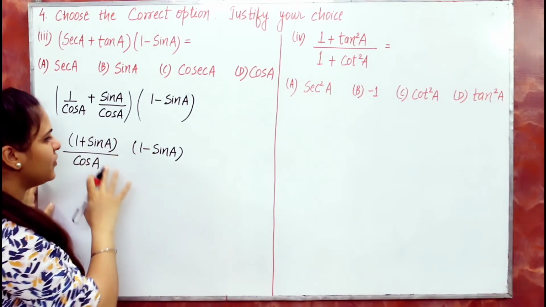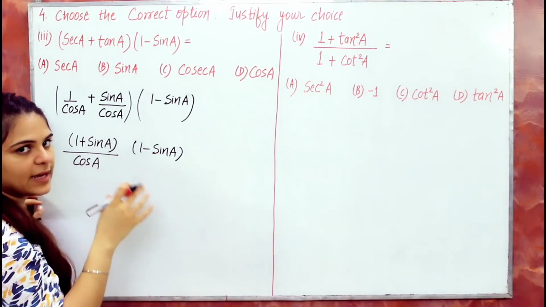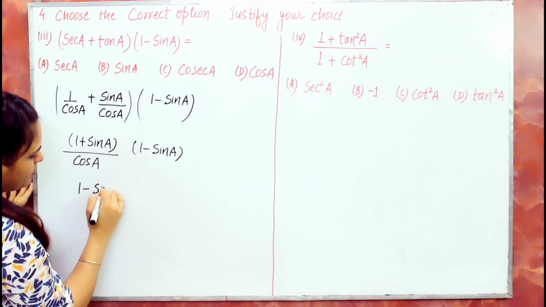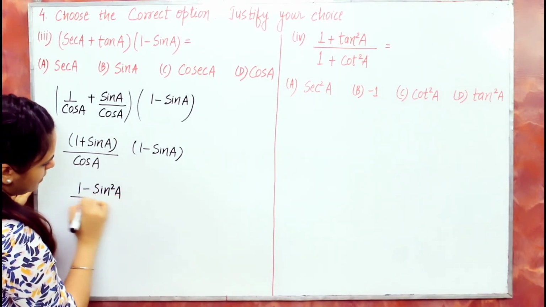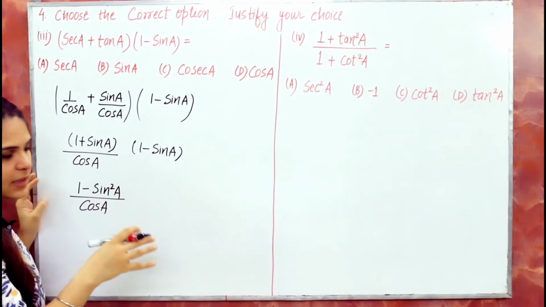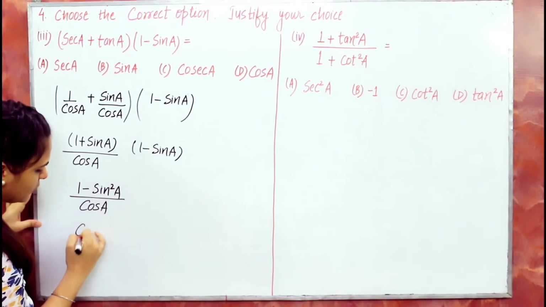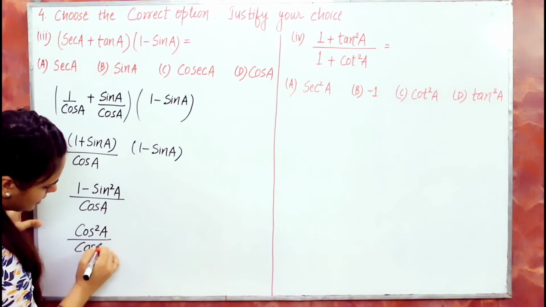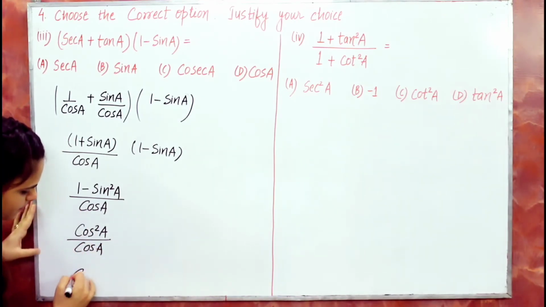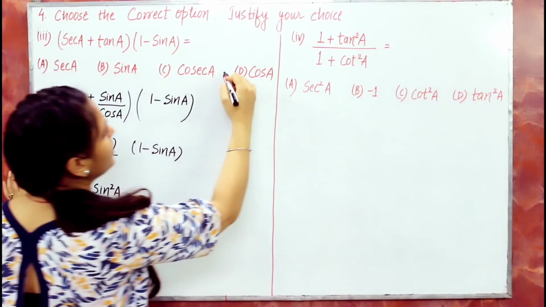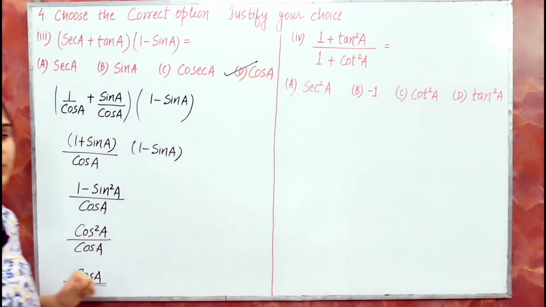This is in the form of (a plus b)(a minus b). So we can write it as 1 minus sin square a. And using trigonometric identity, we know 1 minus sin square a is equal to cos square a. And by simplifying this, you will get cos a as the final result. So the final correct answer is option D, which is equal to cos a.